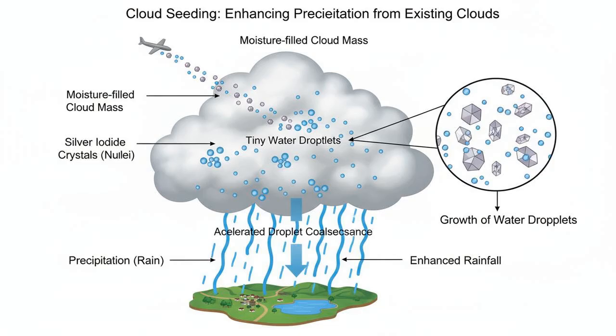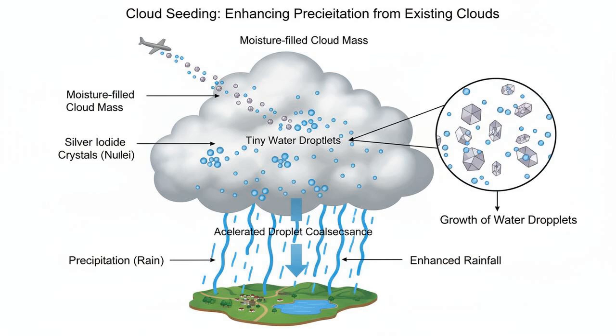So how does it actually work? At its core, cloud seeding doesn't create clouds from a clear blue sky. It enhances a cloud's natural ability to produce rain or snow. It's about improving the efficiency of existing clouds that are full of moisture but just aren't producing precipitation. For it to work, the conditions have to be just right.